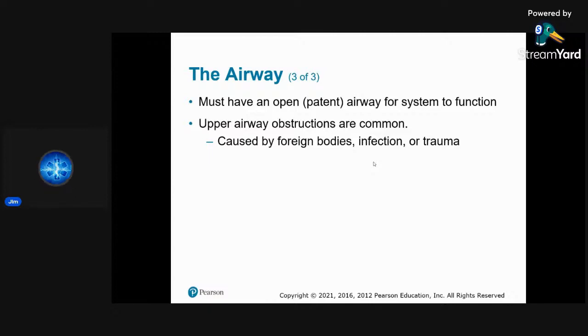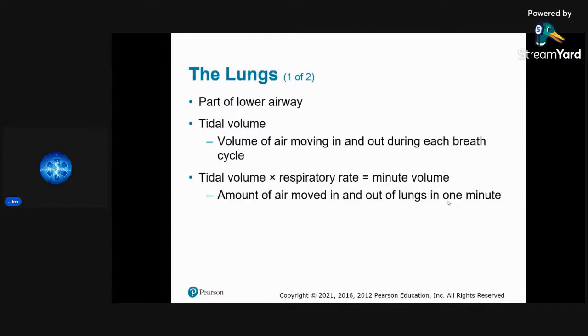Upper airway obstructions are common. This can be caused by foreign body, infection, and trauma. Going back to foreign body, that can be an object like food, or it can be like blood or mucus or vomit. The lungs are part of the lower airway. We'll go into more detail next chapter on this, right?